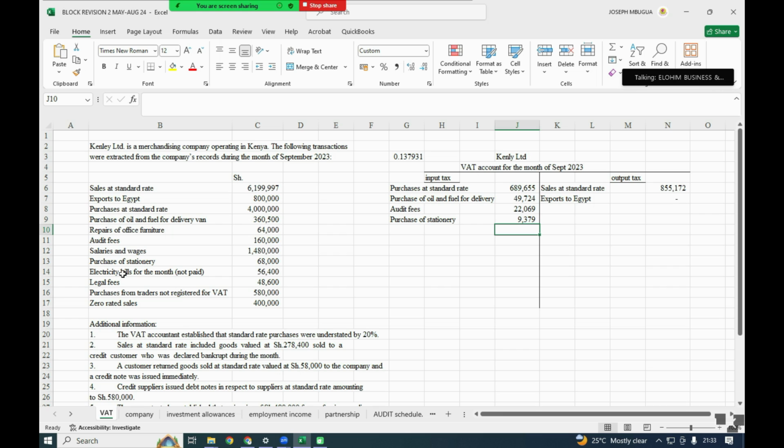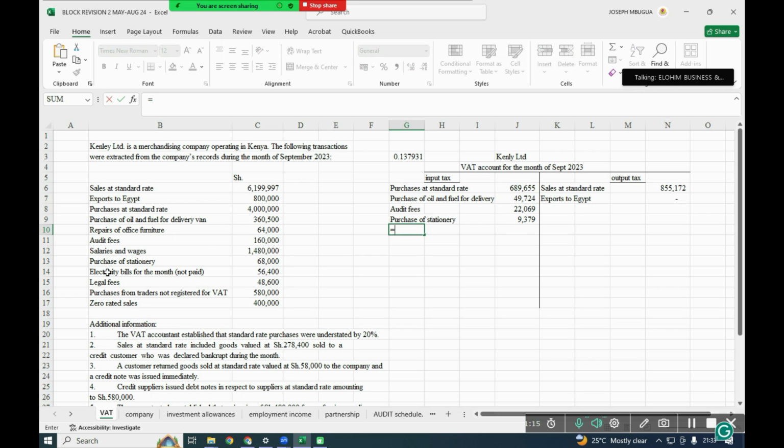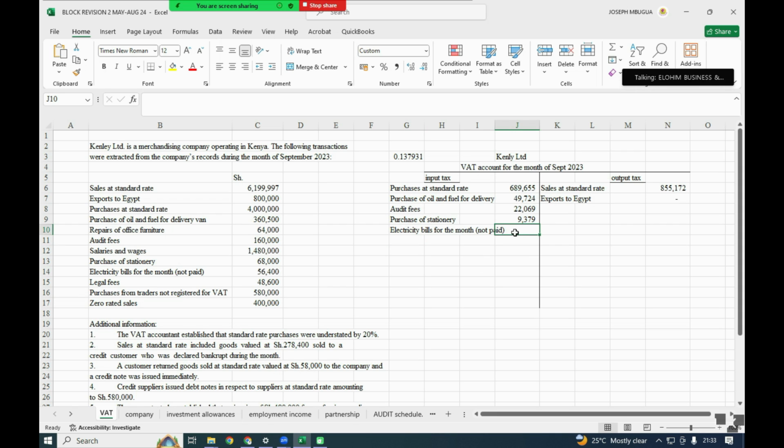Then the electricity bill for the month, and it was not paid. Remember, there is something we call the tax point. The tax point is the earlier of whether we have received the invoice or whether we have paid in full or part. That is the time you are supposed to be charged VAT. So the moment we received the bill, it means VAT has already been charged. Regardless of whether we have paid or not, we are supposed to account for that VAT under the time of supply.